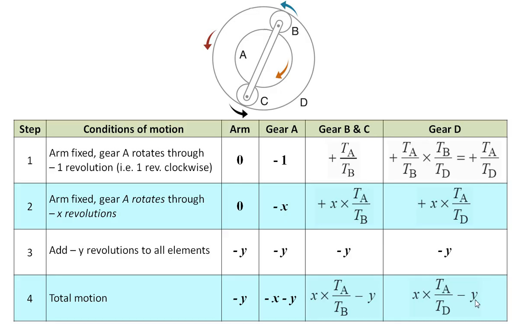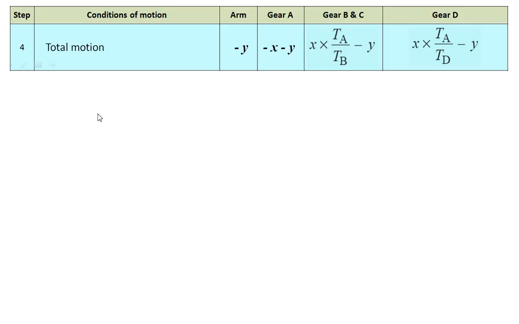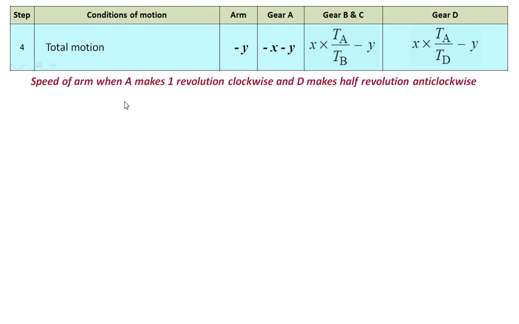Further, we shall substitute the conditions given in the problem in the fourth row of the table to find the unknown parameters. So let us proceed further, and we shall take this fourth row for our reference in the next part of the solution. So here is the fourth row of the table. Now we need to find out speed of arm when A makes 1 revolution clockwise and D makes half revolution anti-clockwise. So in the fourth row we shall substitute these conditions.